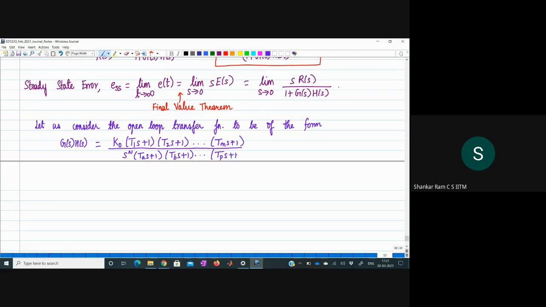(Tp s plus 1). The only thing is that in the denominator, capital N plus capital P should be equal to small n, where small n is the order of the system. This is a general representation, and we'll see how we can write this. K naught is what is called the open loop gain.